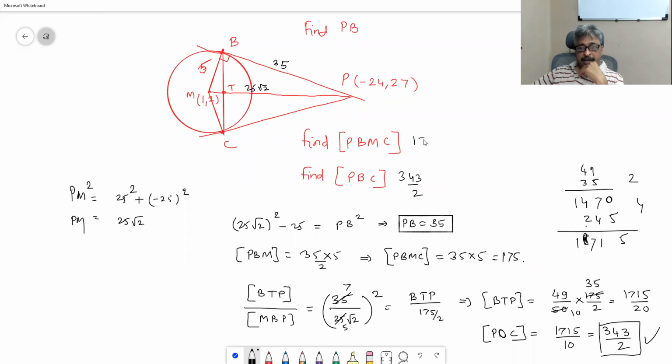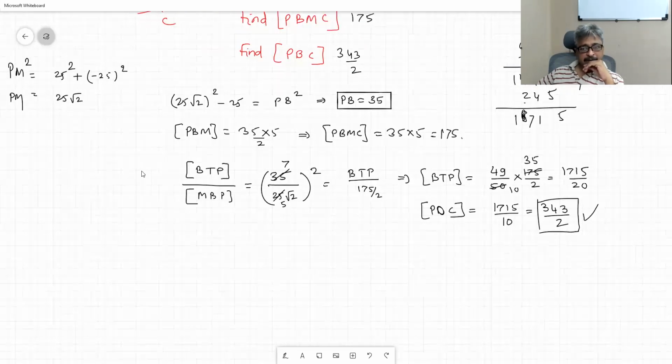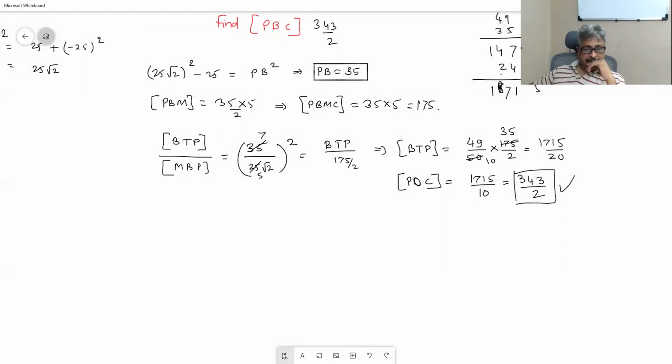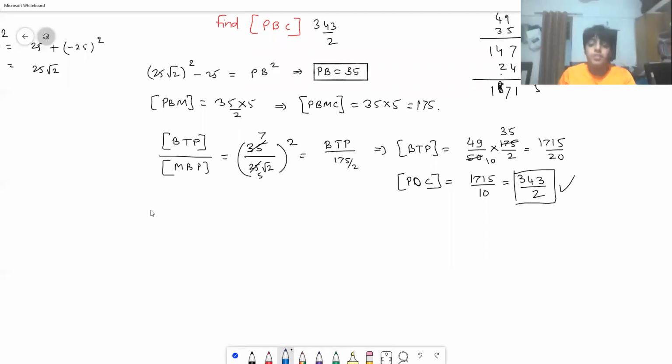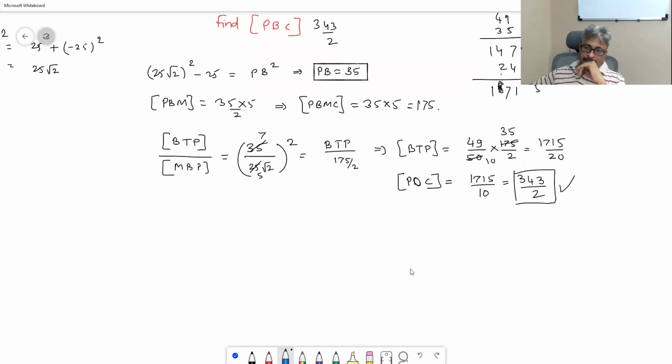PBMC is 175. Distance PB is 35. Easy? Okay. Now let us do it a little interestingly. I mean, solving it for numerical is always. Sir, PBC will be twice. It must be 343. I doubled it here, 1715 upon 20 into 2.